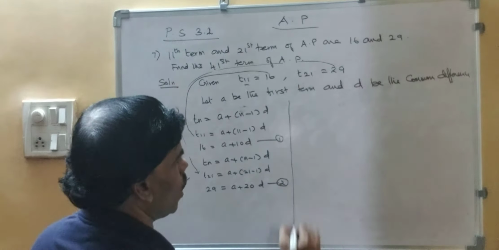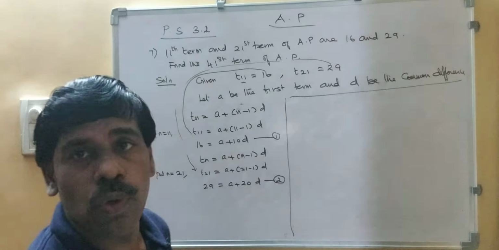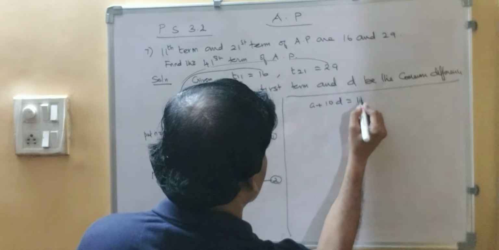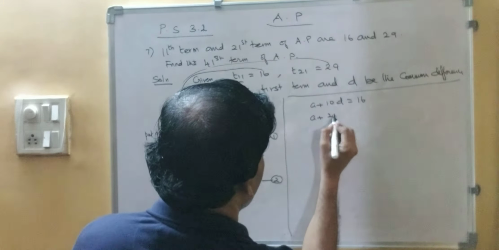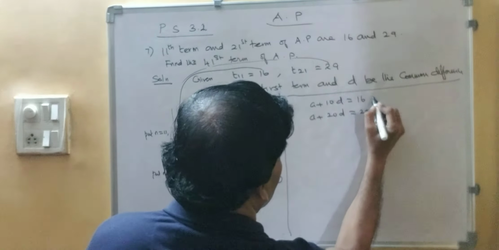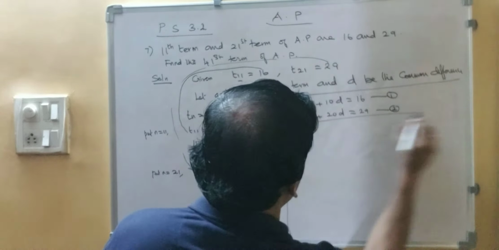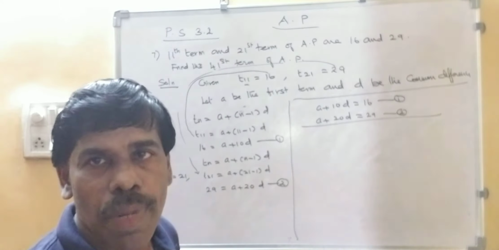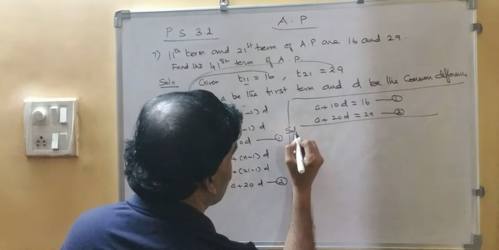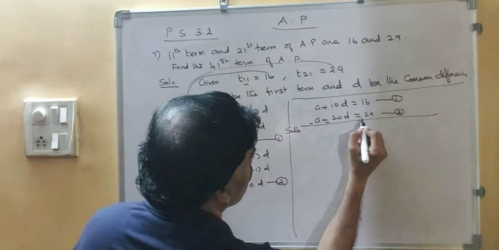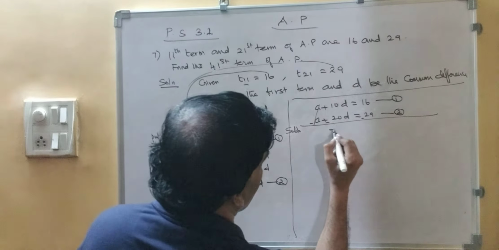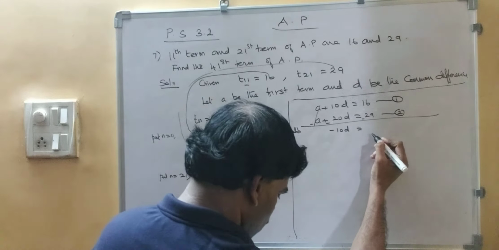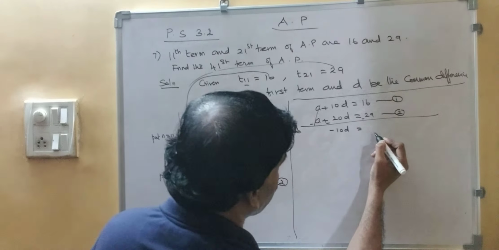So we will solve these two linear equations in two variables. So we will write A plus 10D equal to 16, A plus 20D equal to 29. Now look at this. What about the coefficients of A in both the equations? It is equal and of the same sign. So subtract. A minus A cancels. Minus 10D equal to minus 13.